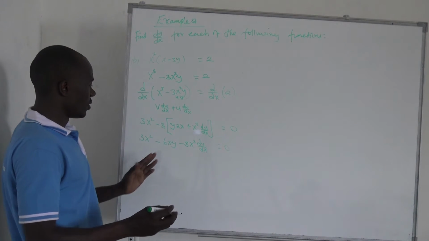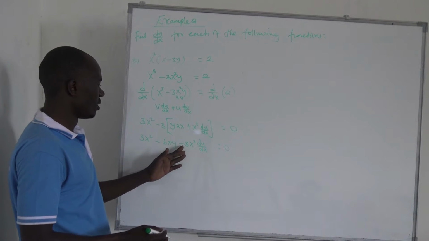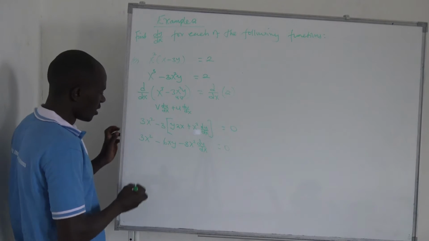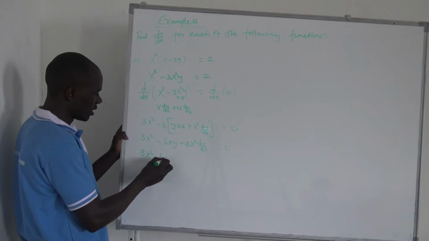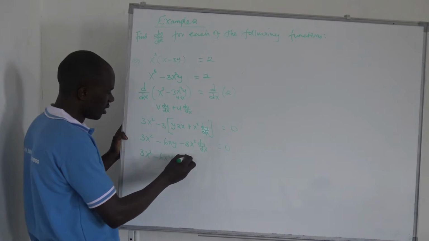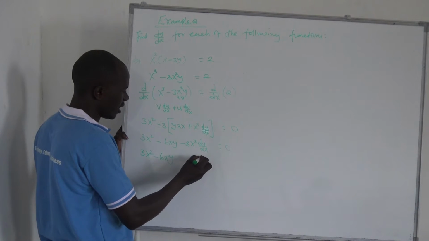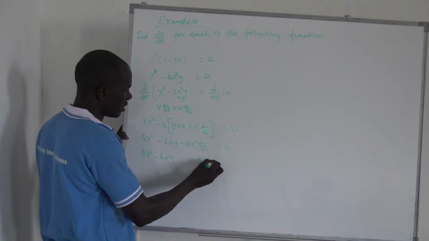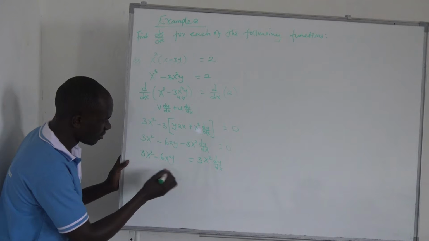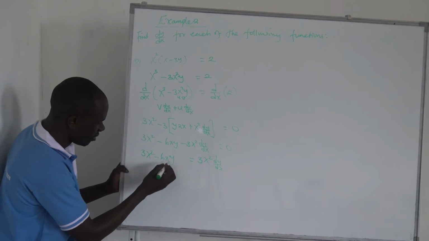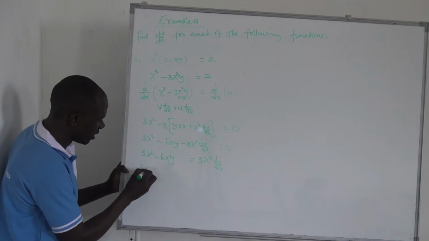Now, dy/dx you can see is here alone. We can take it to the other side. Here we have 3x squared minus 6xy equals 3x squared dy/dx. What is common here? What is common here is the 3x.